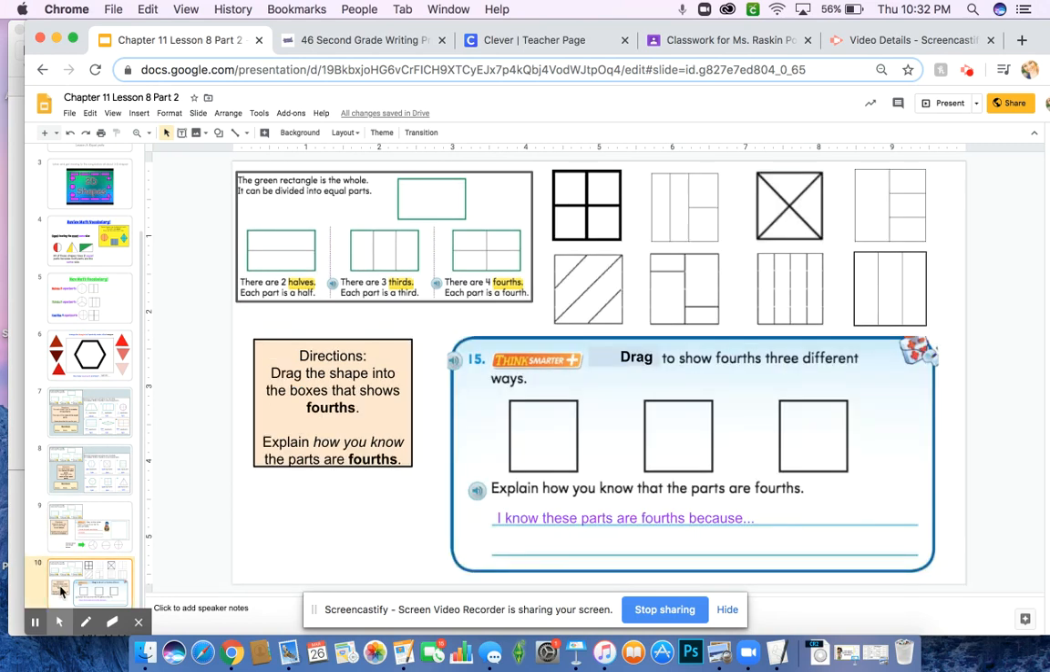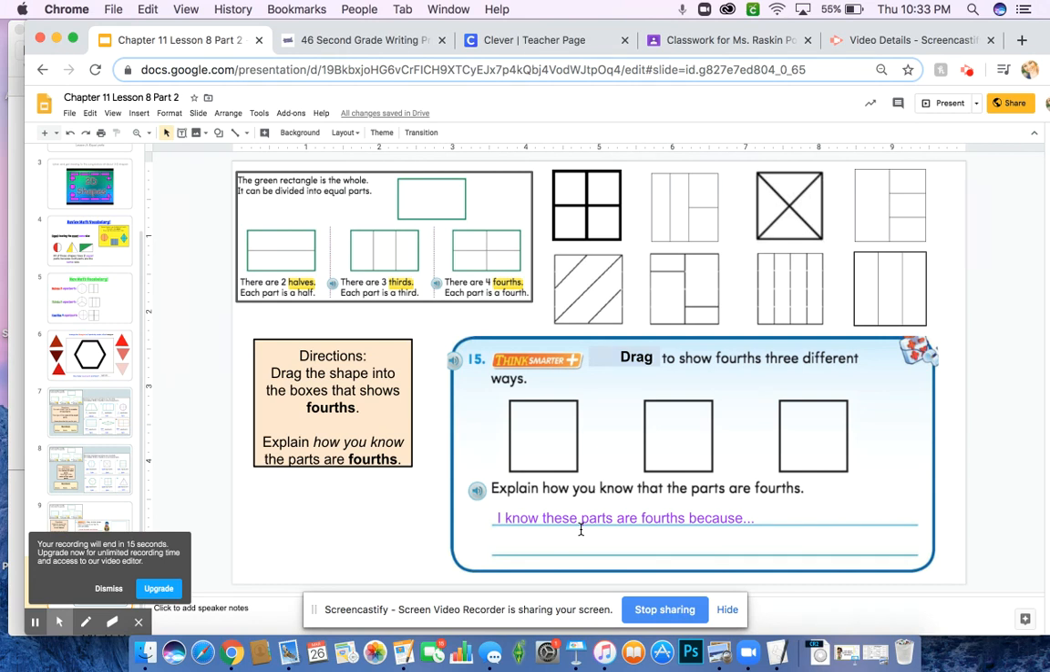And then for the final part of the lesson, it's a very similar concept to what you just did previously, but this time you're going to drag shapes to show fourths in 3 different ways. So over here I have 8 different squares that all are showing different parts. So your job is to find the ones that are showing fourths in 3 different ways. And then on the bottom, you're going to explain how you know that those are fourths.